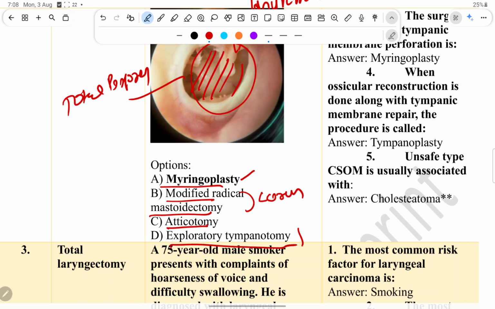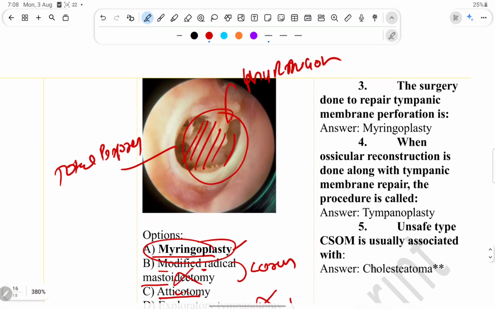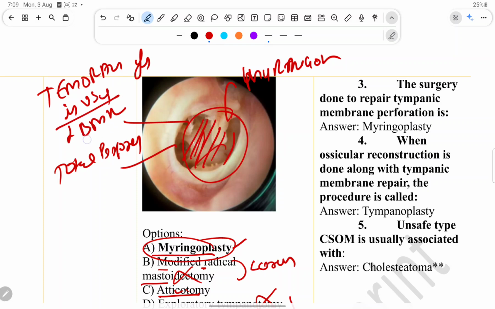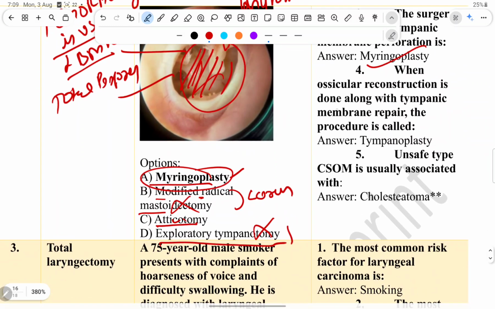Atticotomy and exploratory tympanotomy are not the right options. We will cover the defect with the help of an autologous graft. Mostly temporalis fascia is used, because it has a low basal metabolic rate. The surgery done to repair the tympanic membrane is myringoplasty. When ossicular reconstruction is done along with tympanic membrane repair, it is called tympanoplasty.